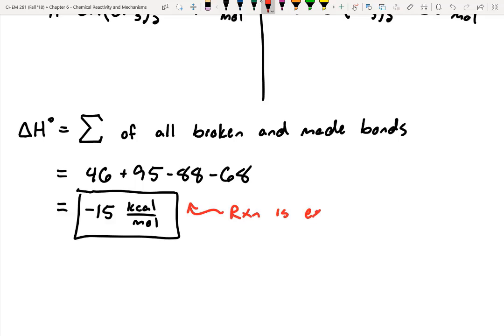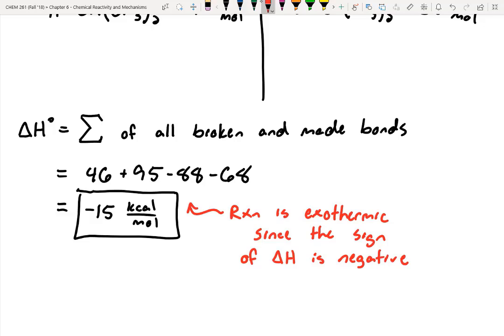Reaction is exothermic, since the sign of delta H is negative. Does that make sense? All right. Delta H is really interesting.